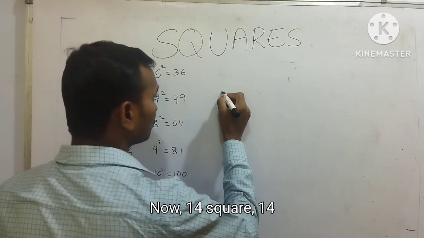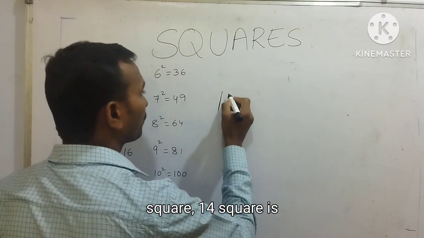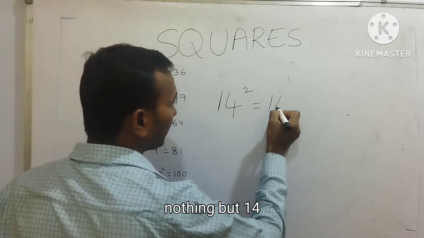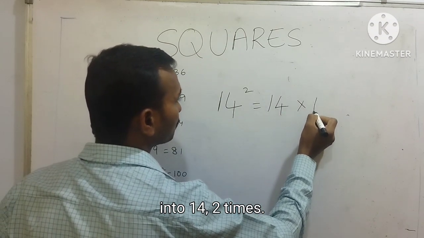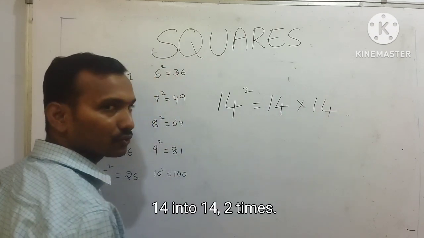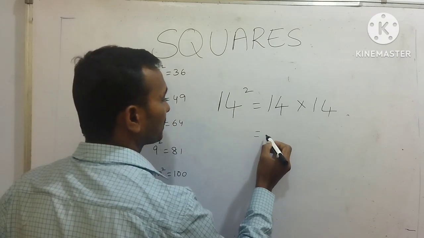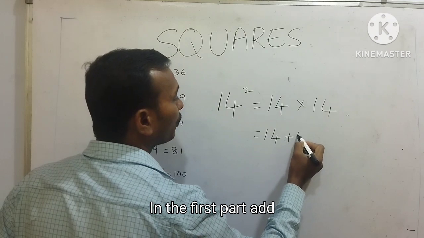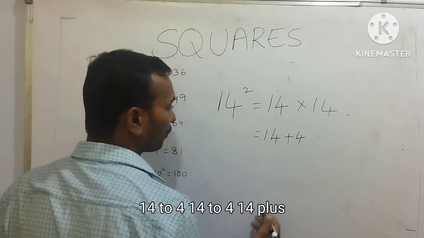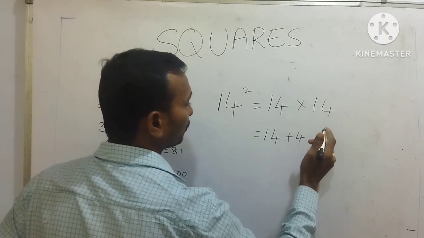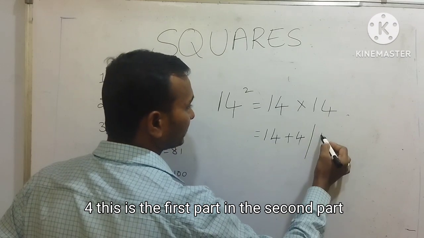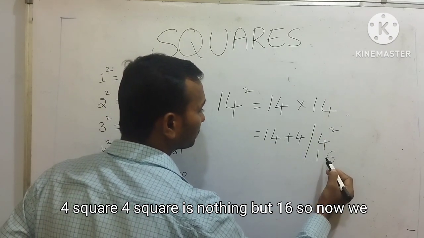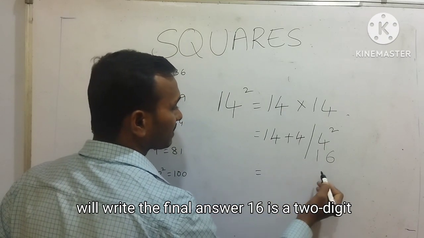Now 14 square is nothing but 14 into 14 two times. In the first part, add 4 to 14. 14 plus 4. This is the first part. In the second part, 4 square. 4 square is nothing but 16. So now we will write the final answer.